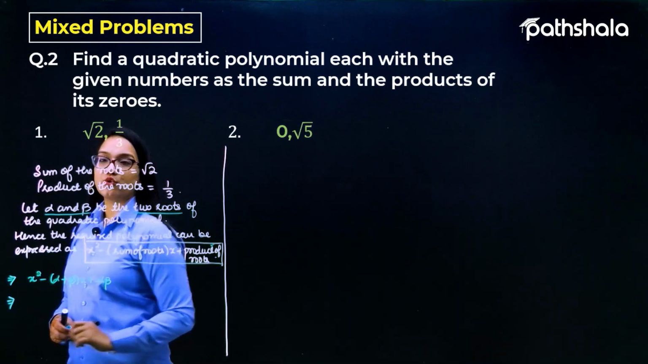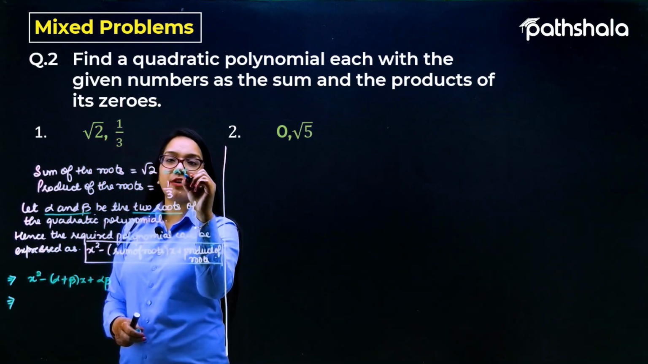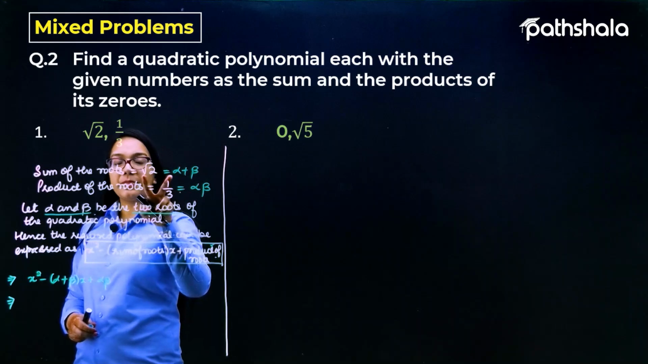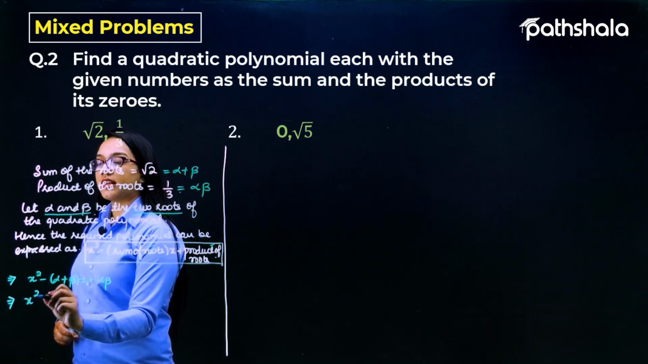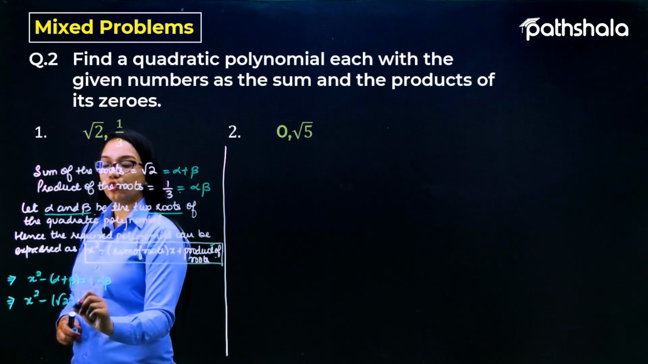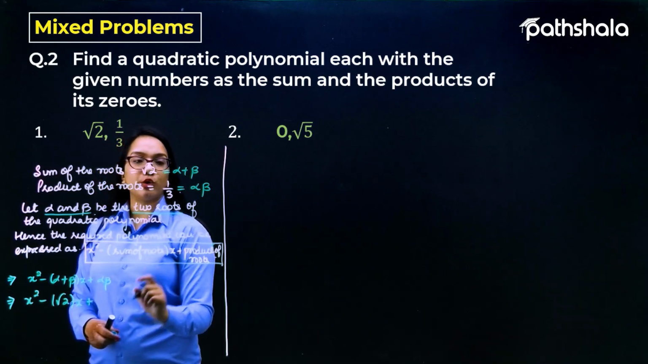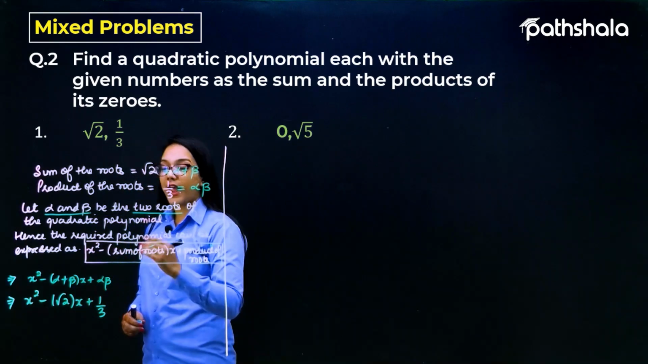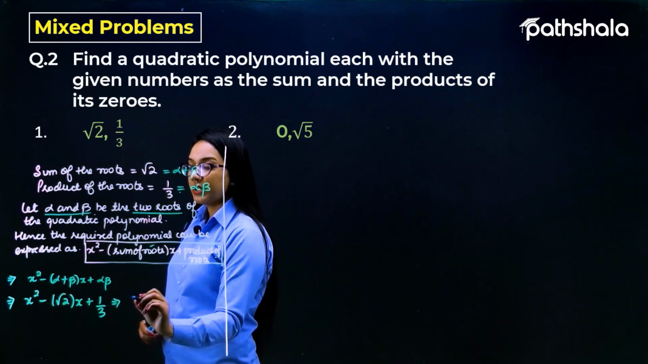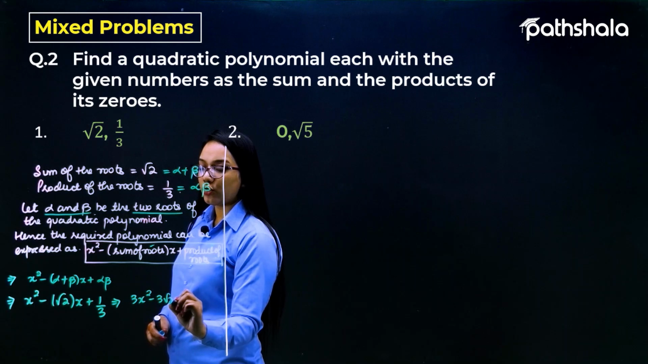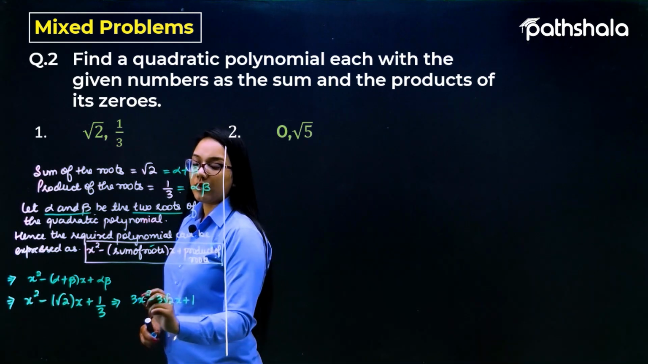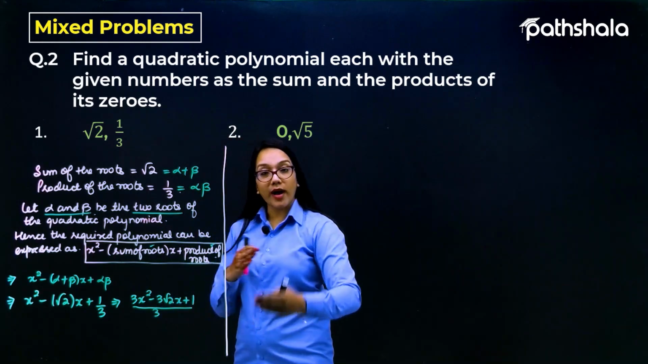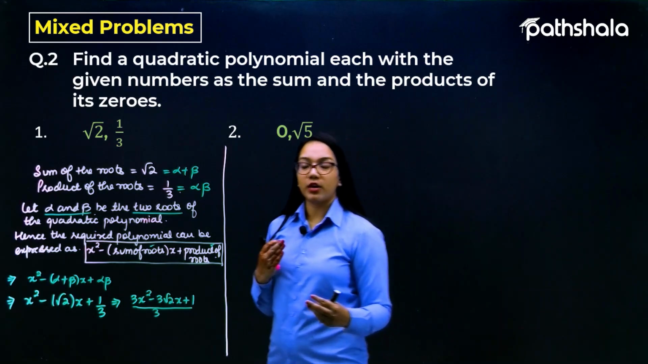Now let's substitute the values. As we know, the sum of the roots, alpha plus beta, is root 2. The product of the roots, alpha into beta, is 1/3. So x square minus (alpha plus beta), which is root 2, into x plus alpha into beta, which is 1/3, is the required quadratic polynomial. Further, taking the LCM, we get (3x square minus 3 root 2 x plus 1) divided by 3. This is one of the quadratic polynomials, but we are neglecting the denominator here.